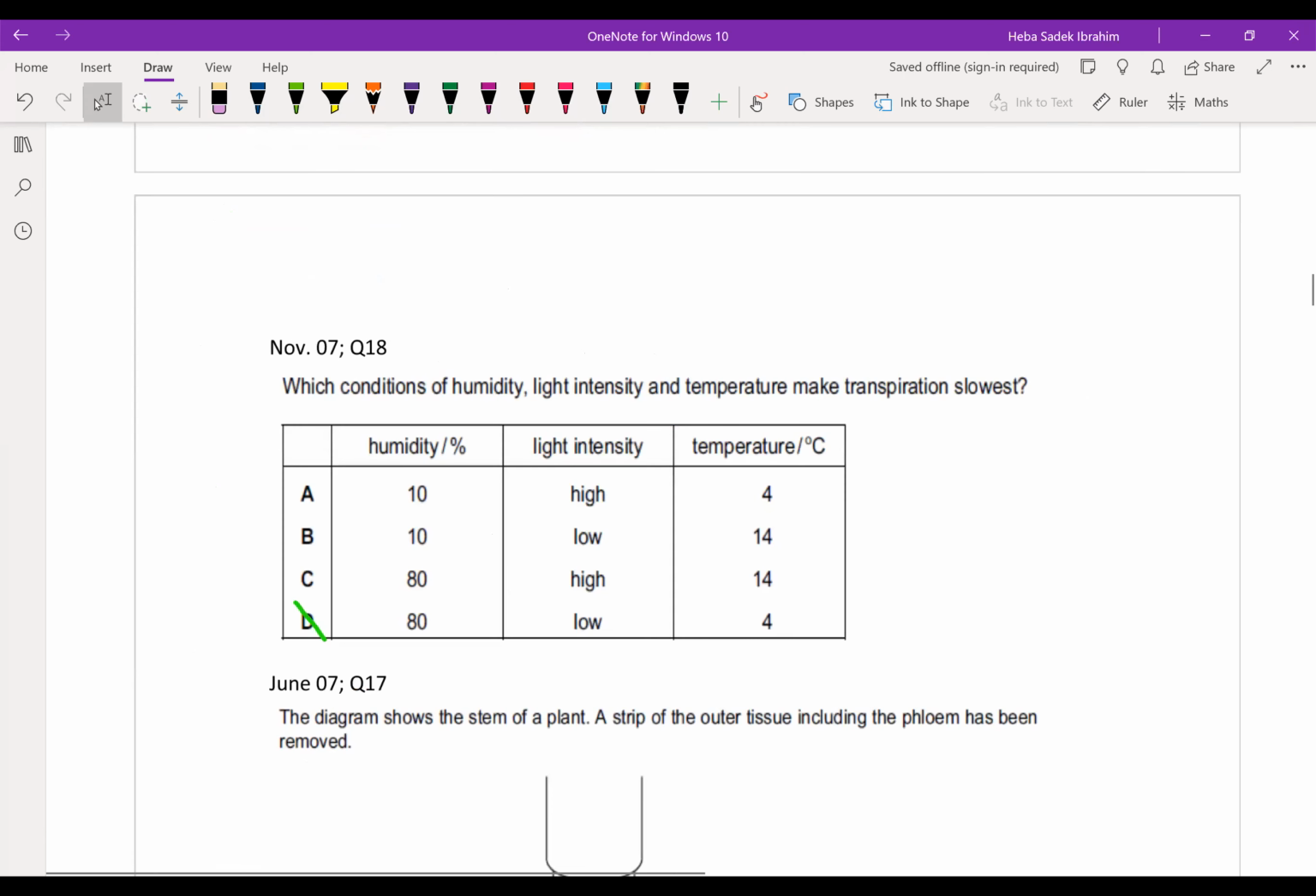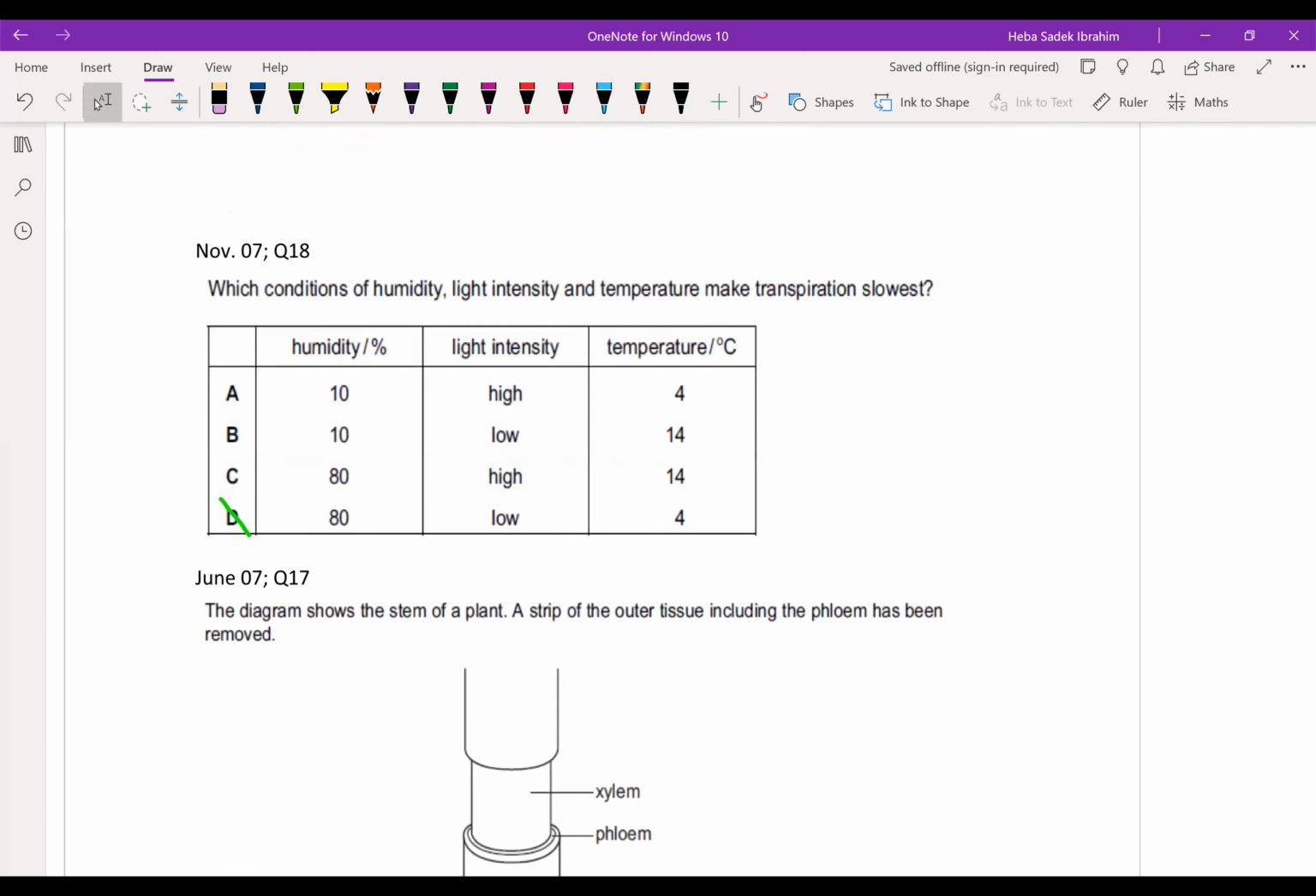Which conditions of humidity, light intensity and temperature make transpiration slowest? Slowest is the trick. Which of these will make transpiration low?